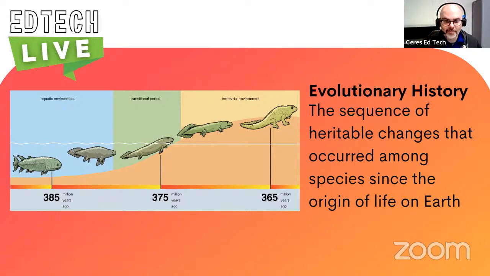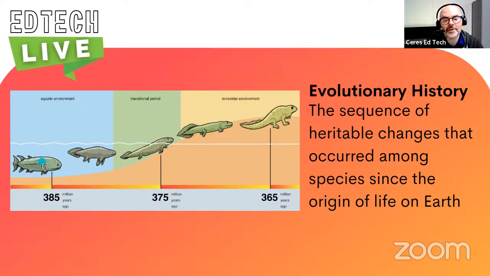So, for example, in this diagram, you see a fish species that has gone through an evolutionary change from 385 million years ago to 365 million years ago. And that's about the time when the first amphibian fossils are appearing in the fossil record. And so when you find these fossils that have the early limbs that then evolved into arms and legs, that would be an example of an event in evolutionary history.